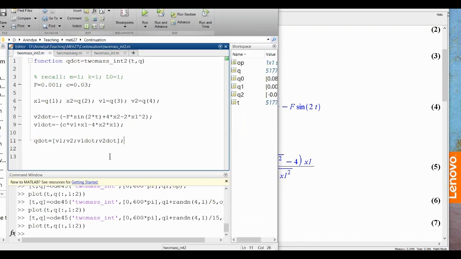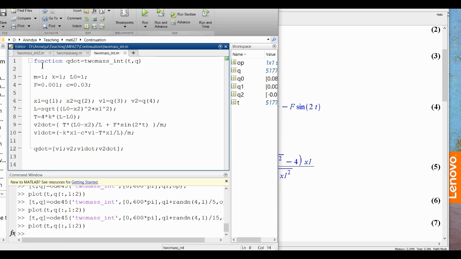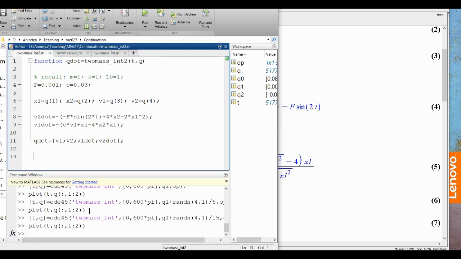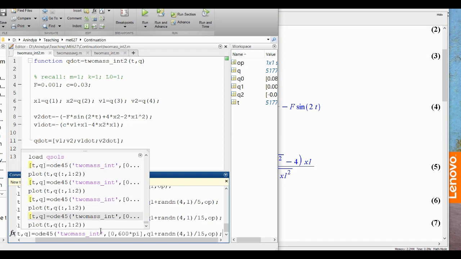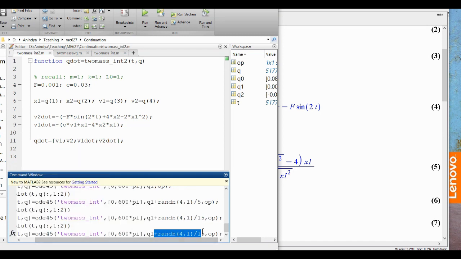And the parameters are the same. m, k and L0 have already been put equal to 1. These are simpler equations. My question is, do the 2 mass int second order and the 2 mass int full give the same result? To do that, what I have to do now is go back and remove this random component.